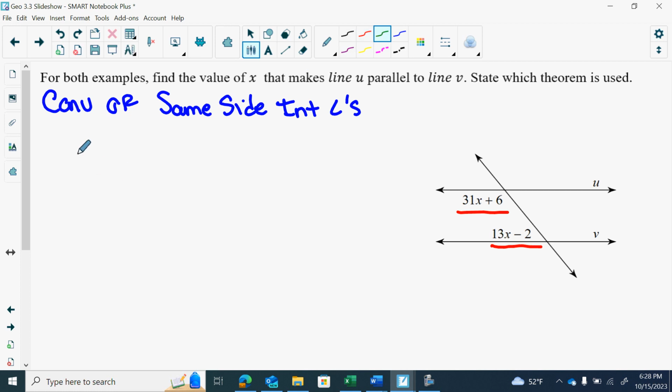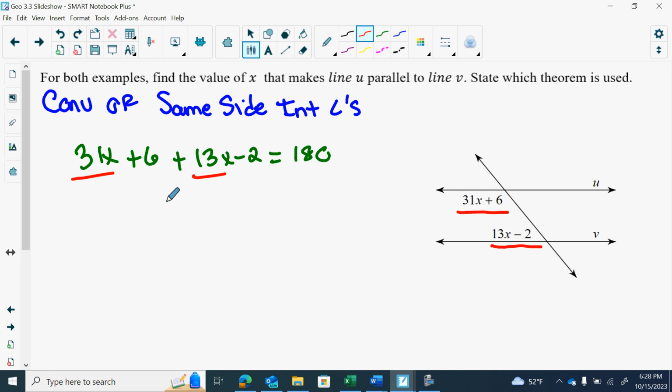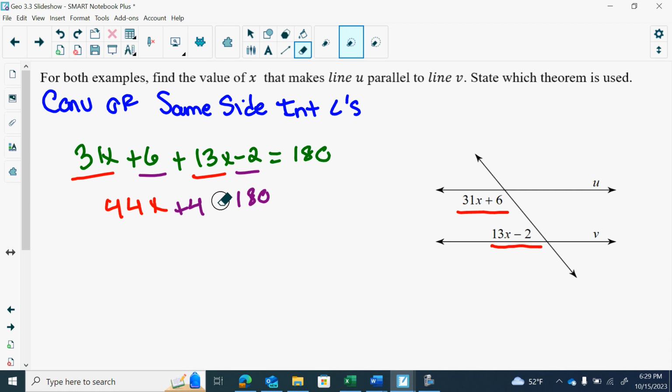Let's go green here. So we'll go 31x plus 6 plus 13x minus 2 equals 180. And then let's solve this bad guy. We're going to combine like terms. 31x plus 13x is going to give us 44x. 6 minus 2 is going to give us plus 4, equals 180. Let's keep the color organization nifty.